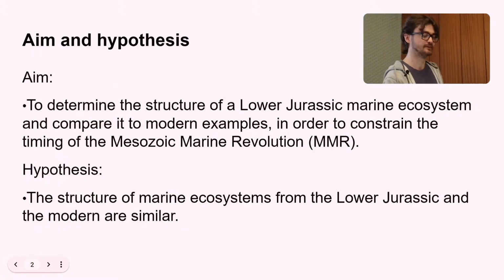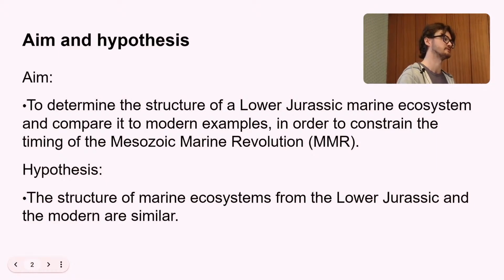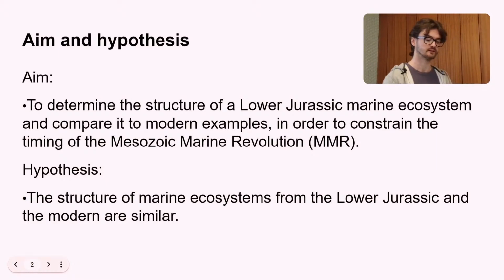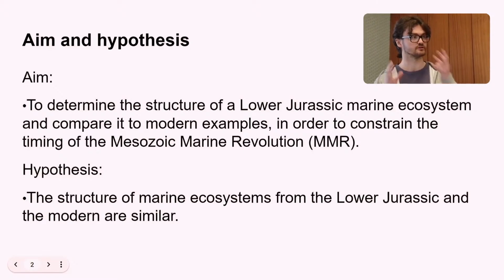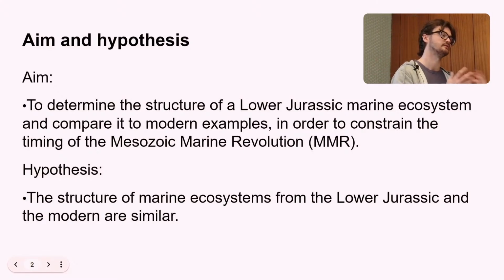So the aim of the project was to determine the structure of a lower Jurassic marine ecosystem and then compare that to modern examples. And the reason I was doing this was to try and constrain the timing of an event known as the Mesozoic Marine Revolution. And the hypothesis was that the structure of Jurassic and modern systems would in fact be similar.